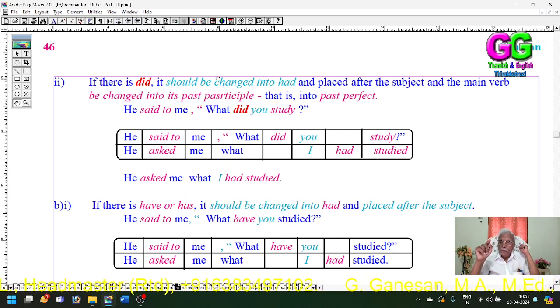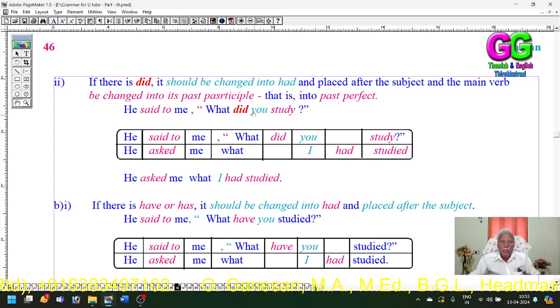That is, if there is a did in a question, the verb after the subject would be in simple present. So when the did is changed into had, the simple present tense verb existing after the subject should be changed into its past participle. That's all.